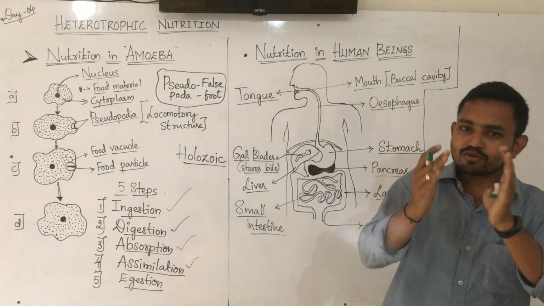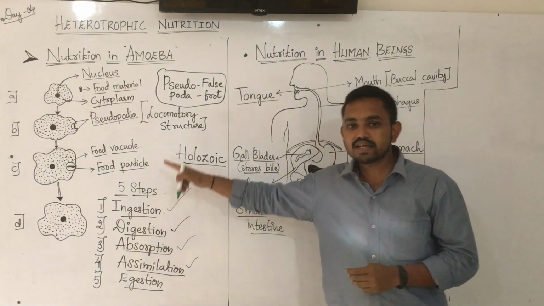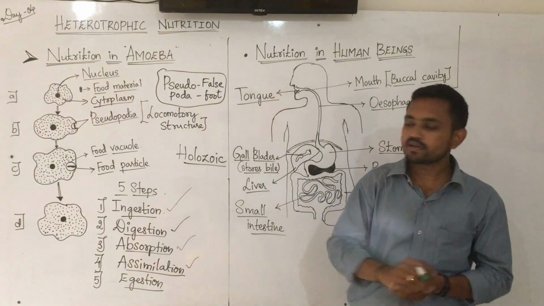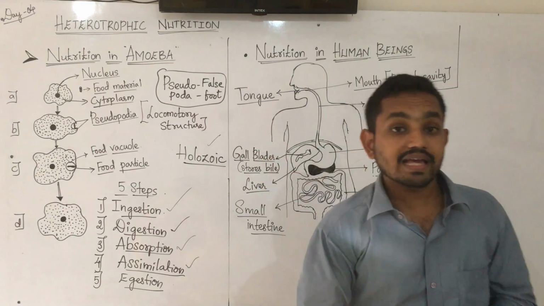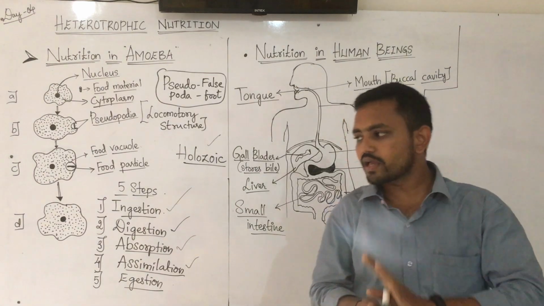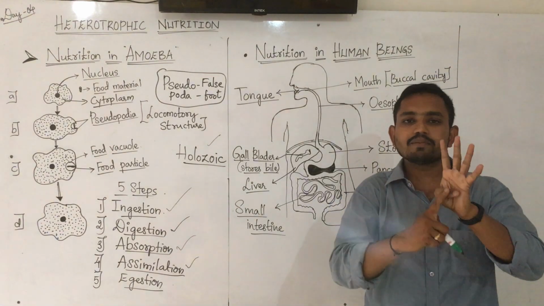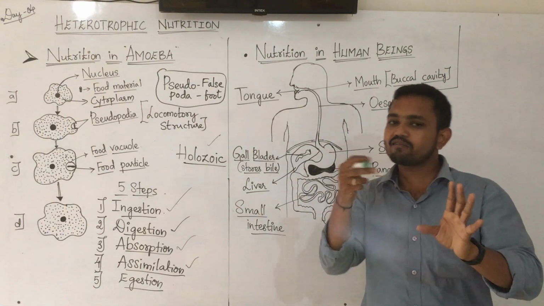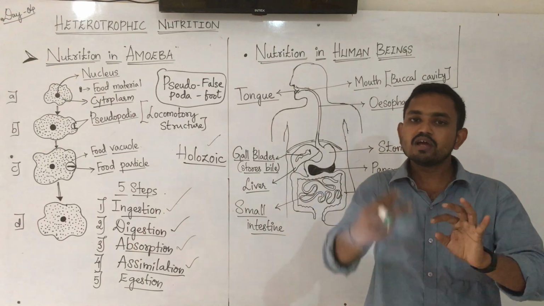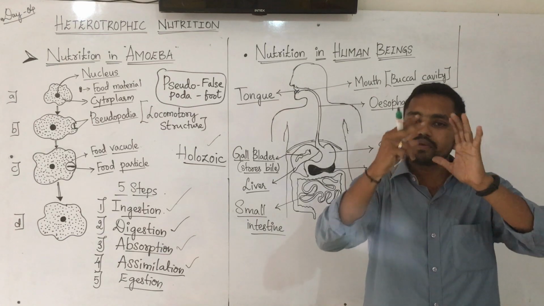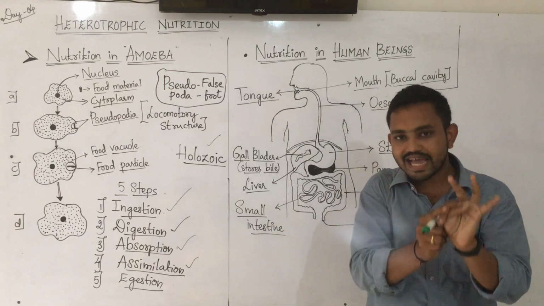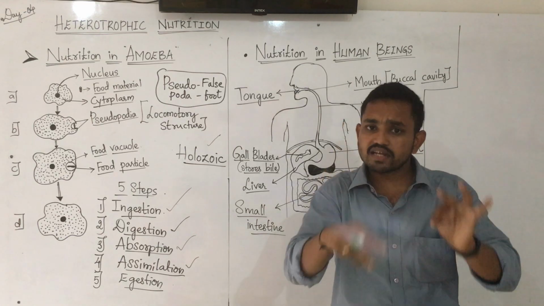You need to clearly understand these 5 important steps in holozoic nutrition, taking amoeba as a typical example. The first is ingestion, which means taking food inside. Digestion means the food the amoeba took inside is broken down into simpler substances.